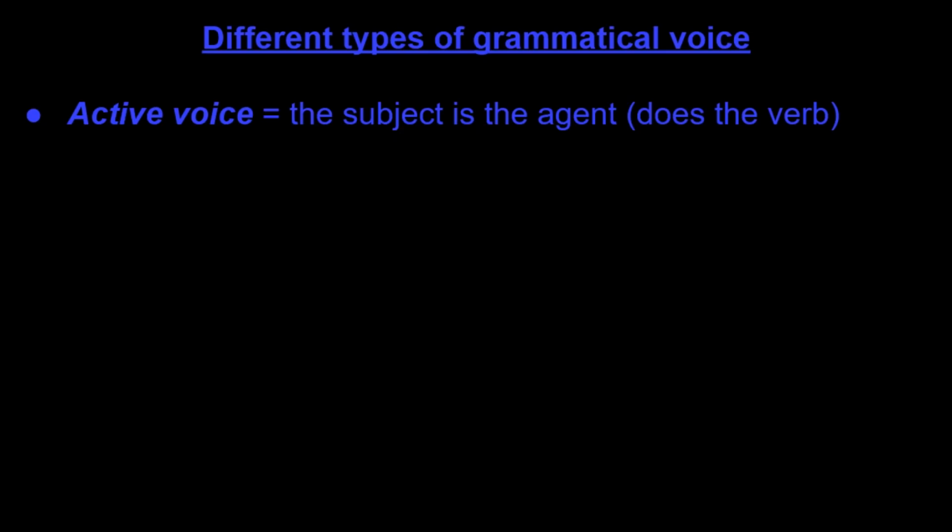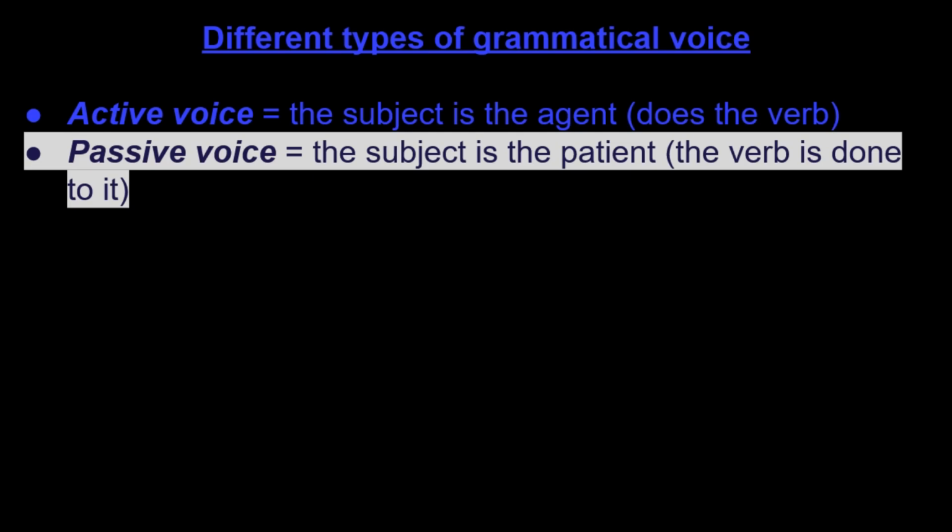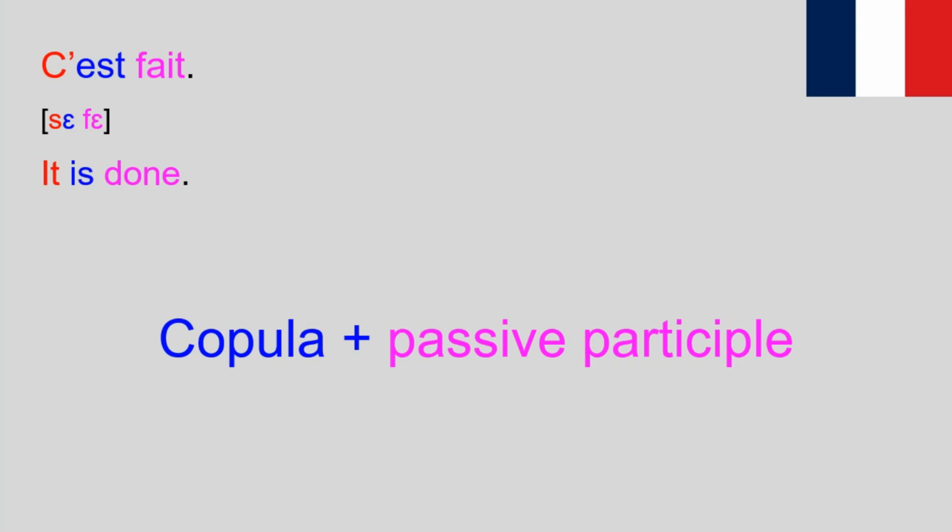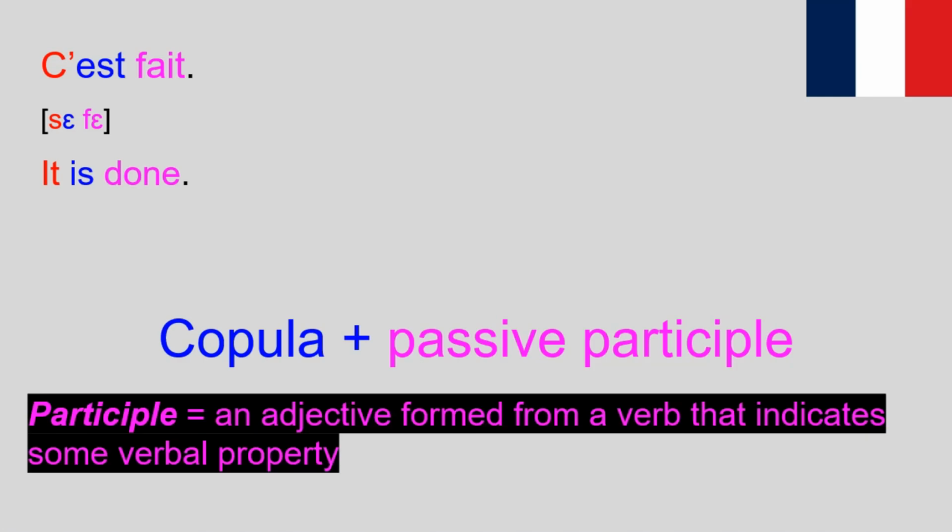The most basic voice is the active voice. It means that the subject is doing the verb, and it's found in the vast majority of sentences you'll ever see. Conversely, the passive voice means that the subject is having the verb done to it. Most European languages express the passive voice by putting the copula with the passive participle. A participle, by the way, is an adjective made from a verb that has some verbal feature attached to it, in this case the passive voice, hence passive participle.